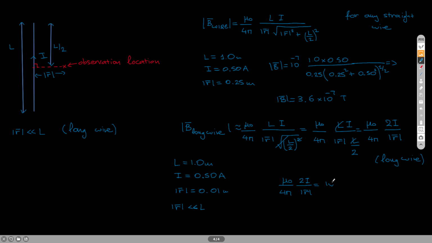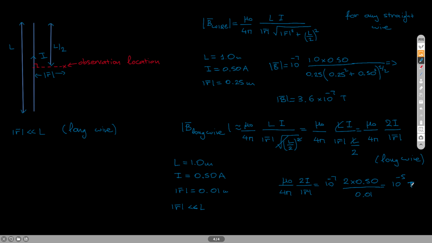And this will give me 10 to the minus 7, 2 times the current, and then I'm dividing this by 0.01 or 10 to the minus 2. Now 2 times 0.5 will just give me 1. So I have 10 to the minus 7 divided by 10 to the minus 2. So this is equal to 10 to the minus 5 Tesla.